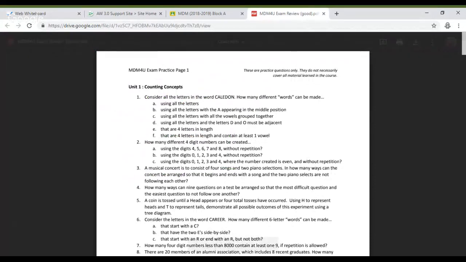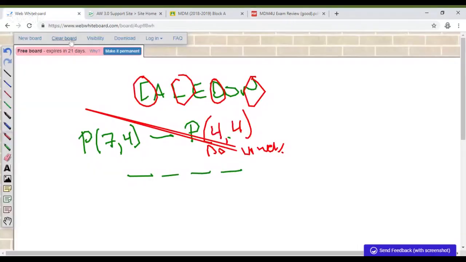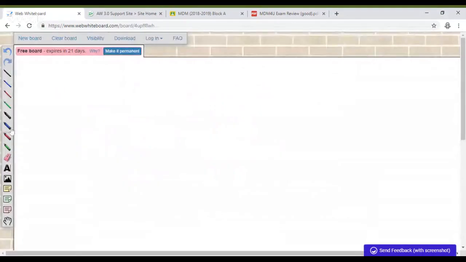I'm starting to repeat questions, so well, let's see. Okay, so just really quickly, the piano and song question again.